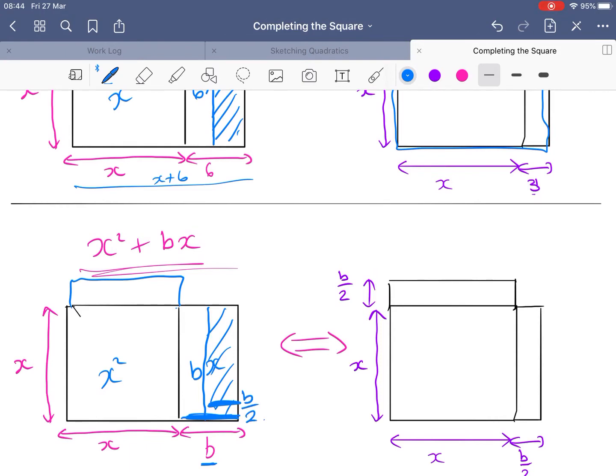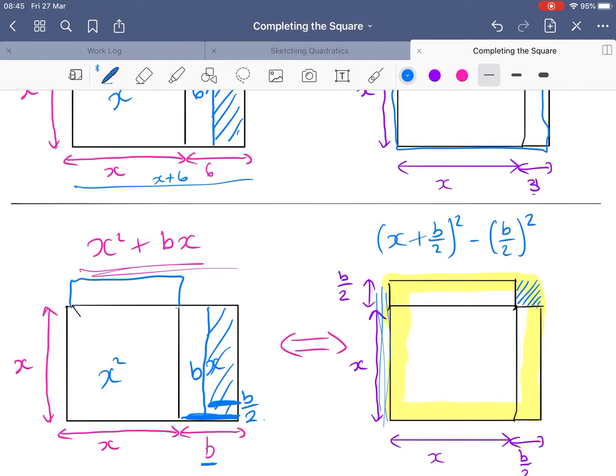Okay, so looking at the right hand side, the area of the square, again I'll draw the square going all the way around, the area of the square would be x plus b over 2, because that's what the dimension of the square is, squared. But as with before, we've got this little extra bit here which we need to take away, so I need to subtract b over 2 squared.